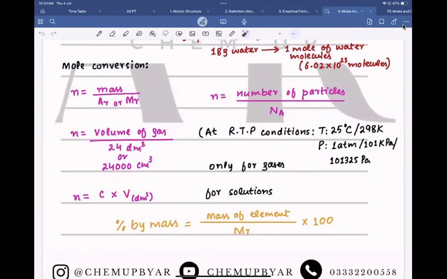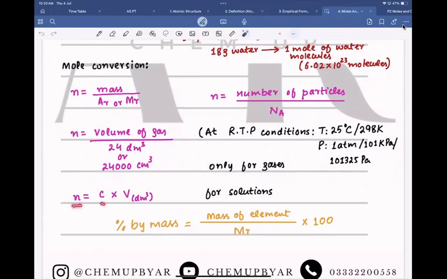And secondly, sometimes students make this mistake: the volume of a liquid, an aqueous solution, is given and they use this formula. So remember, this formula is used only for gases, okay? Yes, sir.